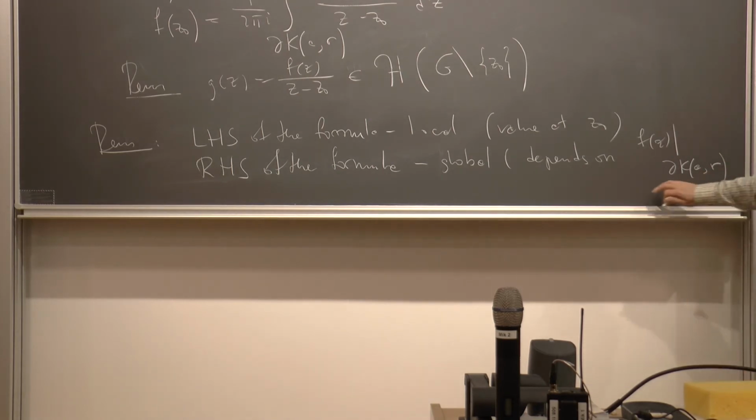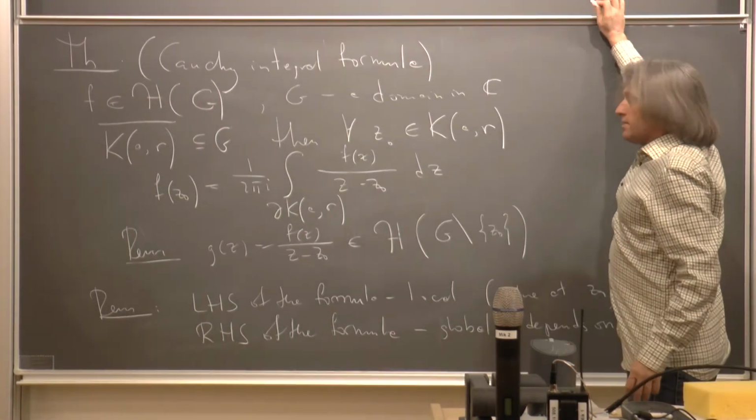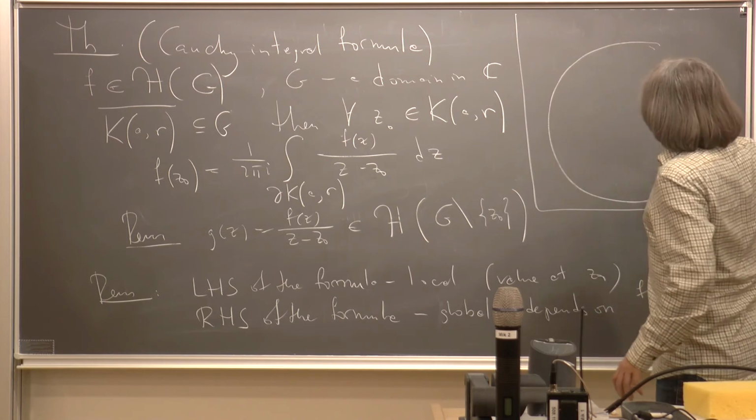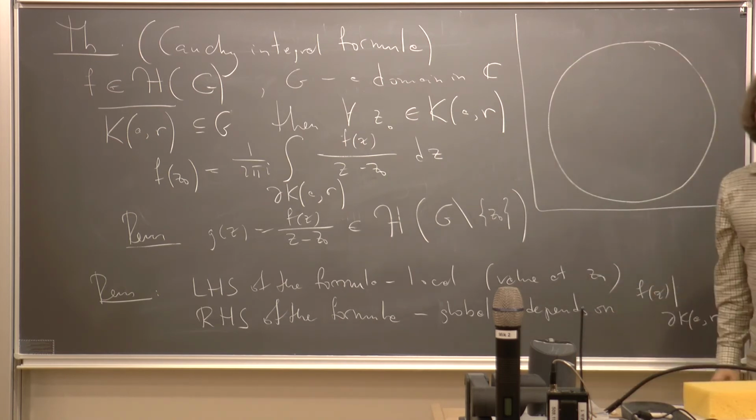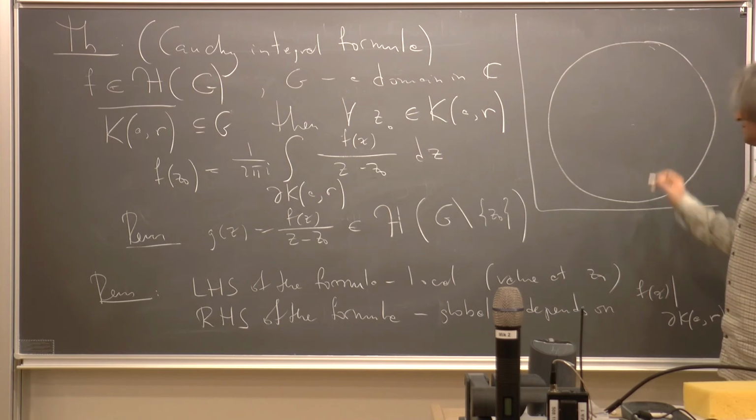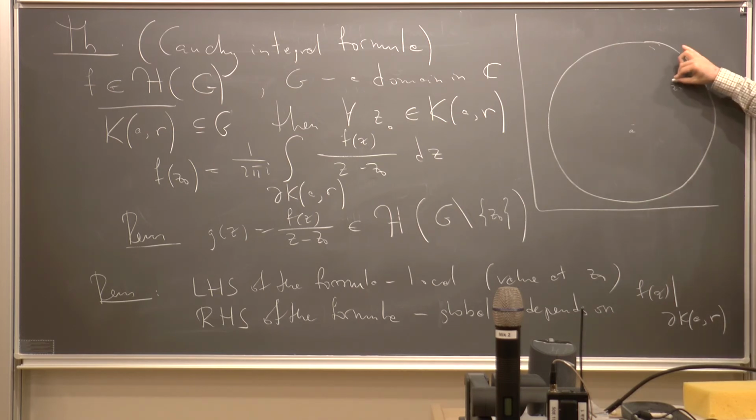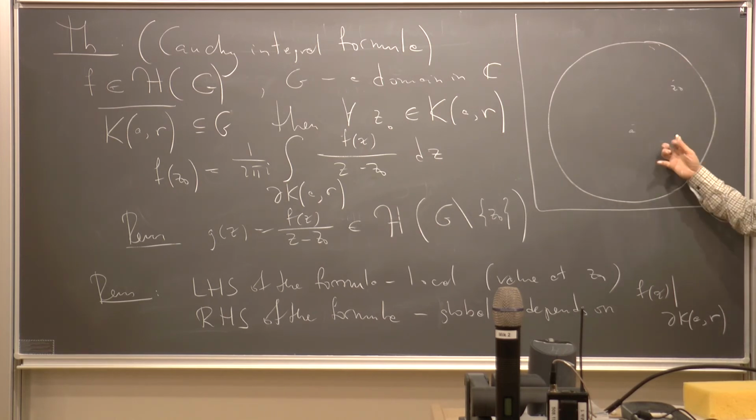So let's think again, and then there'll be a break. Everything is inside G. We have this circle, which is far, far away from this point. There's a center somewhere at some A, and then there's some point z naught somewhere here. We know that f is holomorphic, but we know its values only on this boundary. And knowing that, we recover the value everywhere inside this disk.